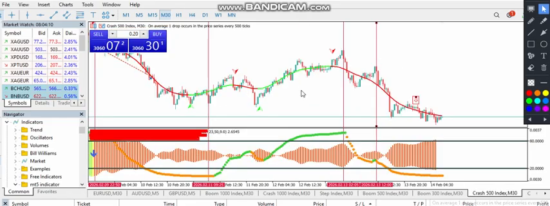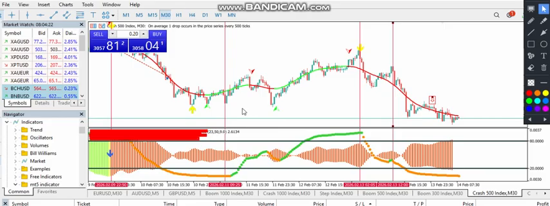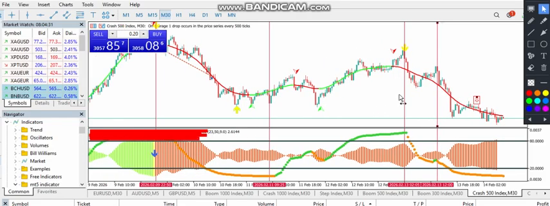The same strategy also works on Crash 500. We can see what happened here on the Crash 500. I marked this particular spot when the trend was confirmed on the 5-minute time frame, and we can see that the correct trend that we have here is this one, because it appears on the last red candle. You can see what happened here.